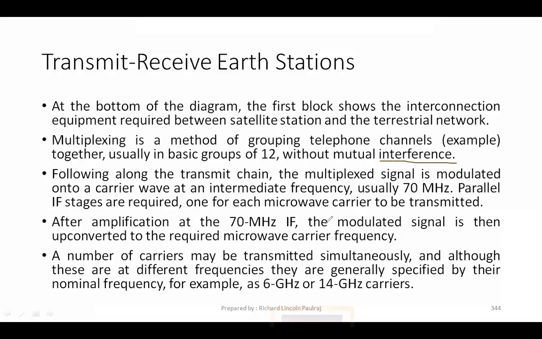Following along the transmit chain, the multiplexed signal is modulated onto a carrier wave at an intermediate frequency. About 70 megahertz is utilized. Parallel IF stages are required, one for each microwave carrier to be transmitted. So each microwave carrier is being transmitted, and we can have many such intermediate frequency stages, which means all these can operate in parallel.